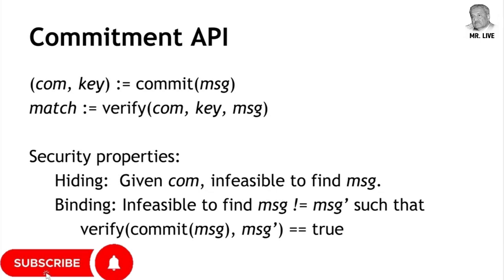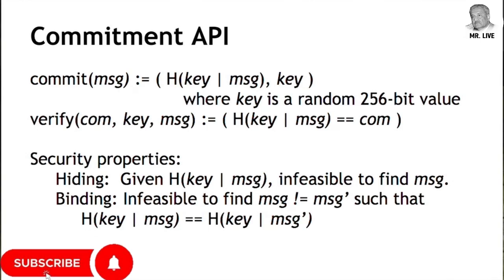Well, first we need to talk about how we're going to actually implement commitments. And the way we're going to implement commitments is like this. In order to commit to a value message, we're going to generate a random 256-bit value and call it the key. And then, as the commitment, we're going to return the hash of the key concatenated together with the message. And as the key value, we're going to return the key.